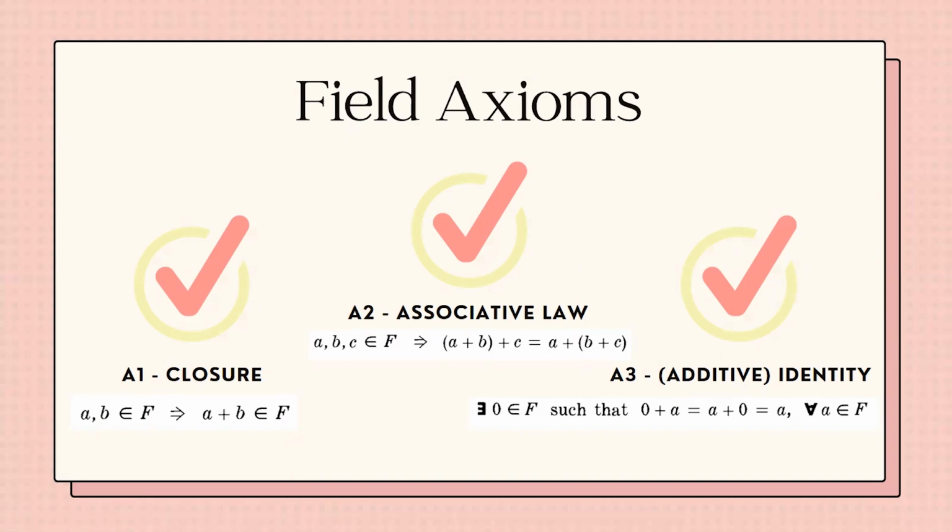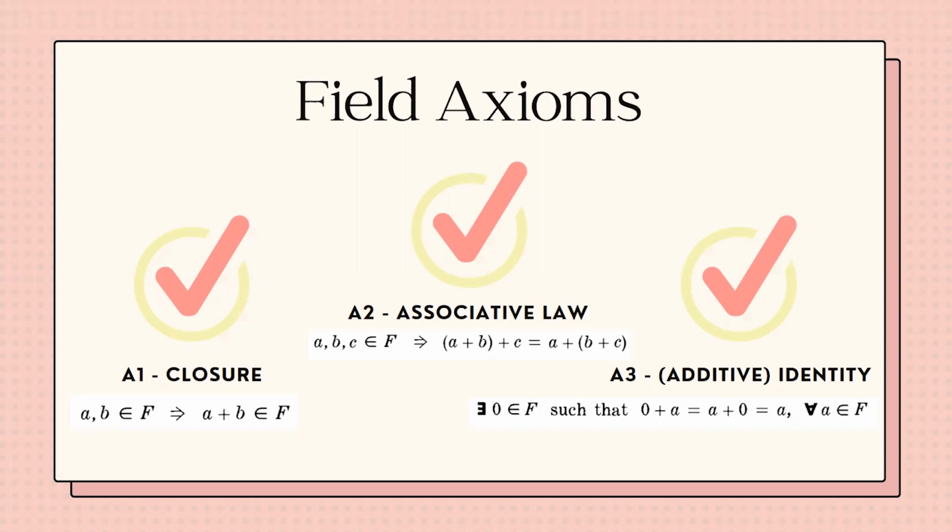For every element a and b belonging to F, there exists a unique element called their sum, a plus b, which belongs to F. This property is called closure under usual addition. Closed under an operation means that when we perform that operation on a set, the result is still inside the set.